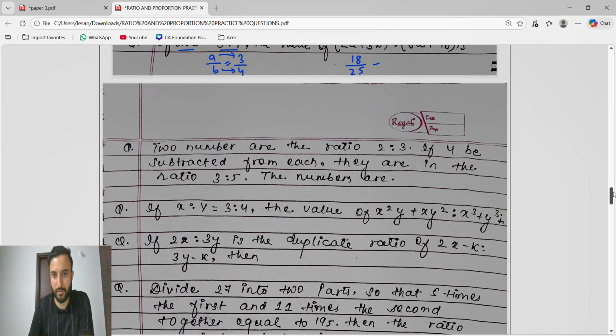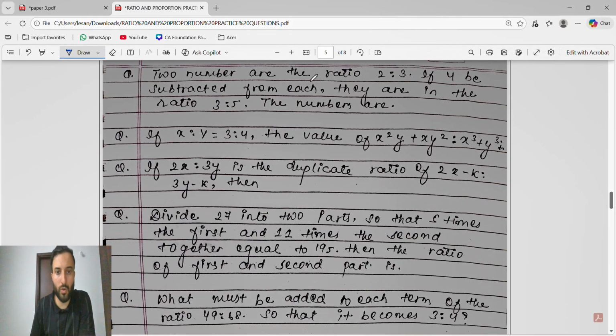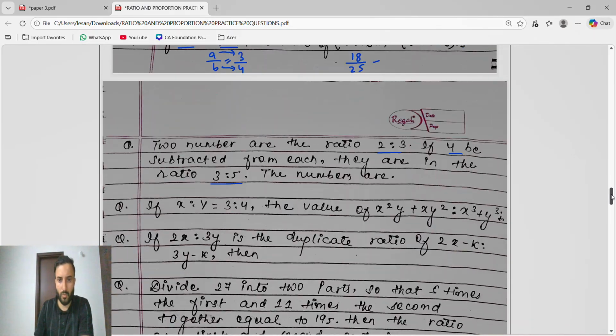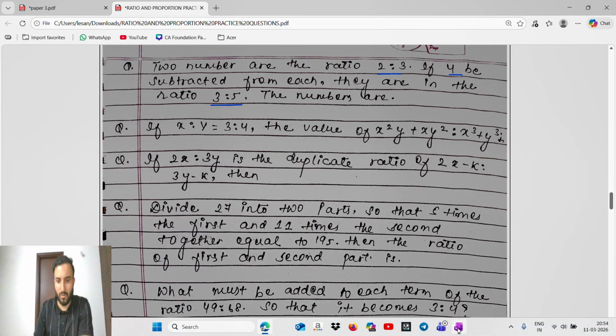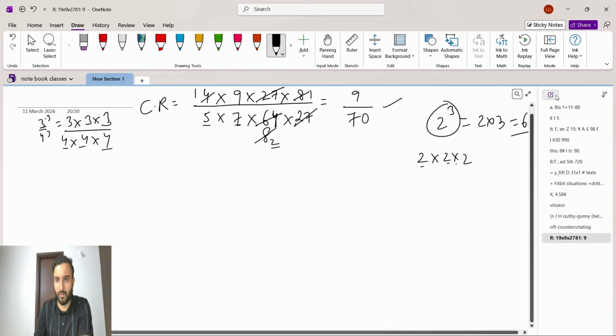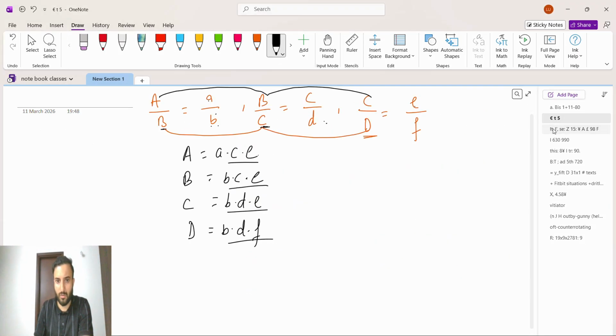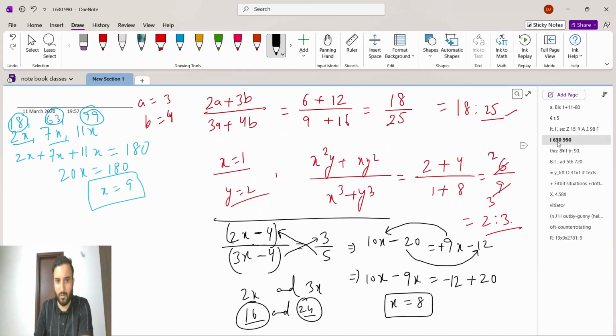Okay, next. Two numbers are in the ratio 2 is to 3. If 4 be subtracted from each, they are in the ratio 3 is to 5. I think we did this sum, right? Wait. Two numbers are in the ratio 2 is to 3. Yeah, this thing, right?